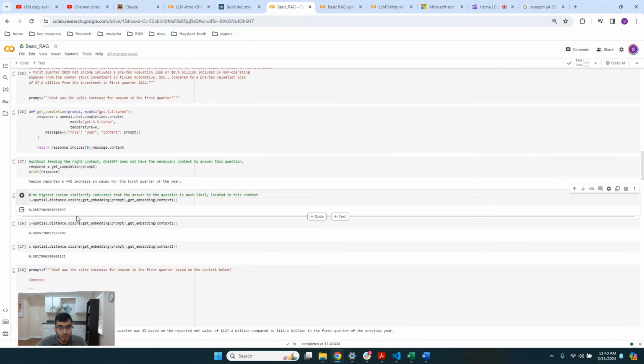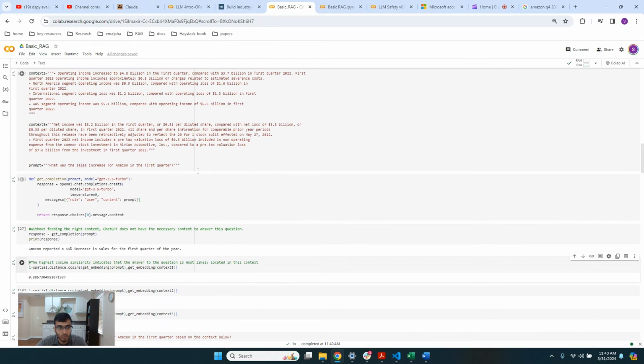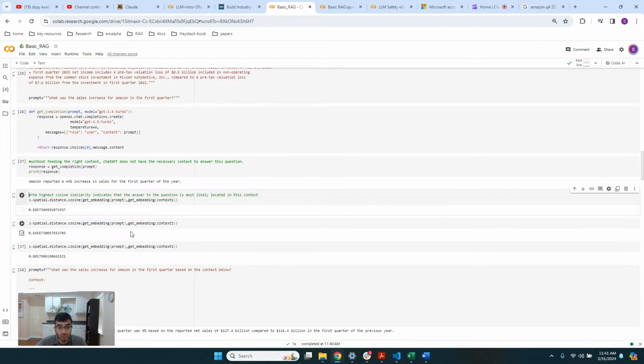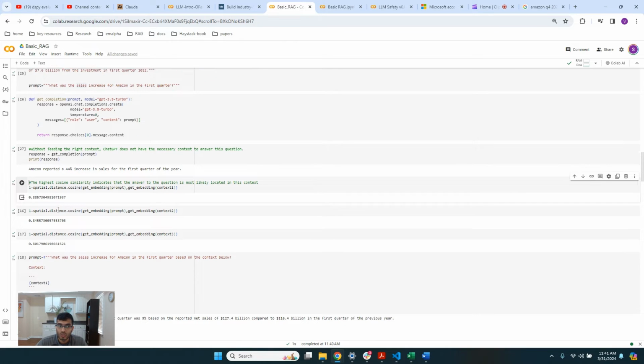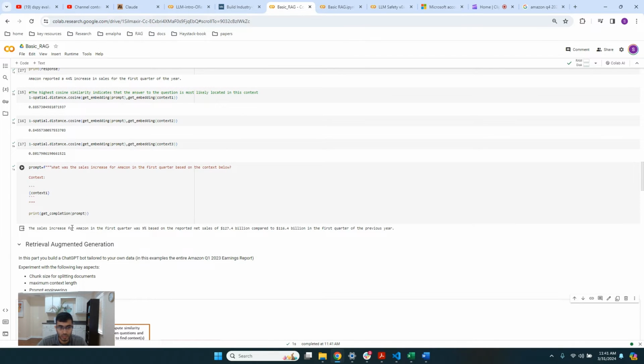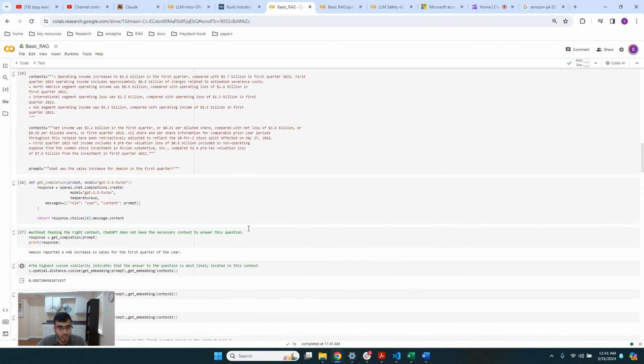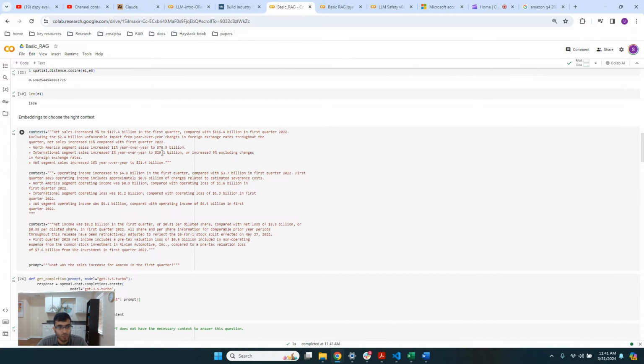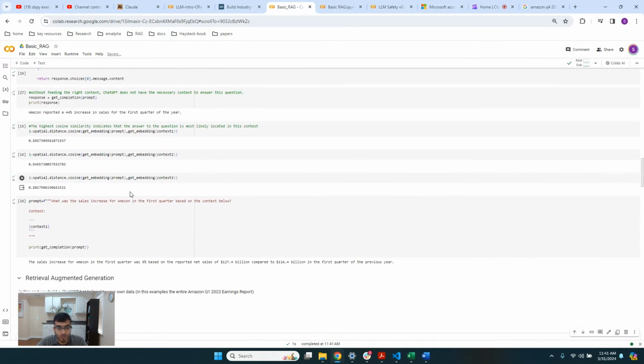Again, you can see here that we're trying to find the embedding between this prompt and compare that to the three different contexts. And we see that the first context has the highest similarity, right? And so that means that that's the most relevant context. Again, we can try the get completion. And here, as you can see, it gets the right answer. The sales increase for Amazon on the first quarter was 9% based on the reported net sales of 127 billion, right? So this is now exactly from this context. And you can see that it's doing a good job.